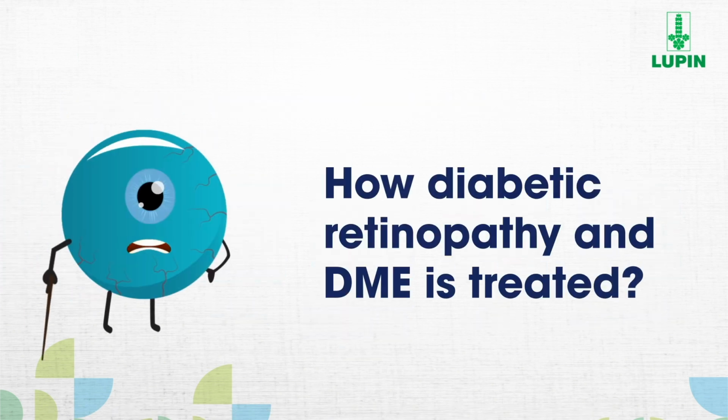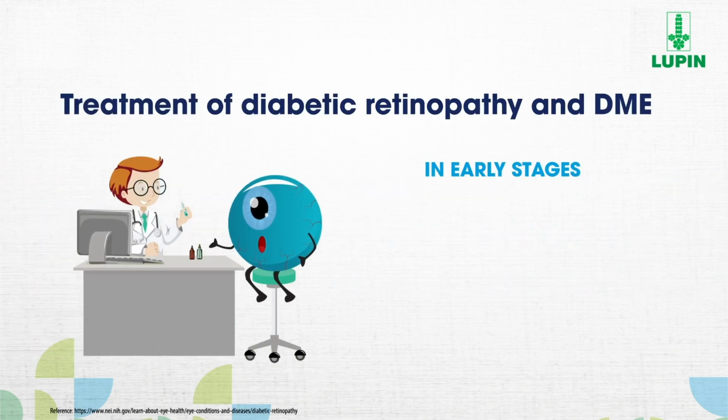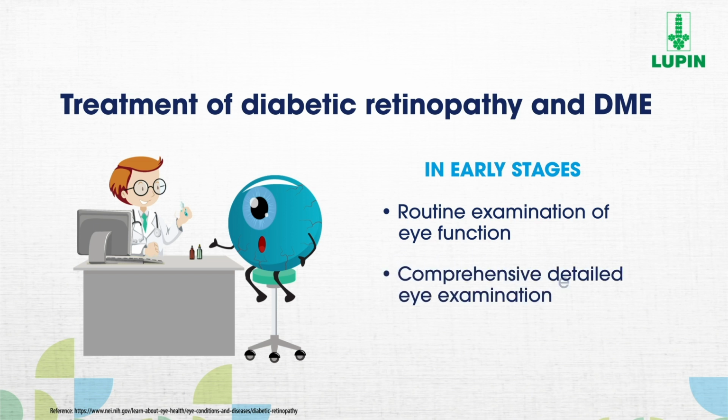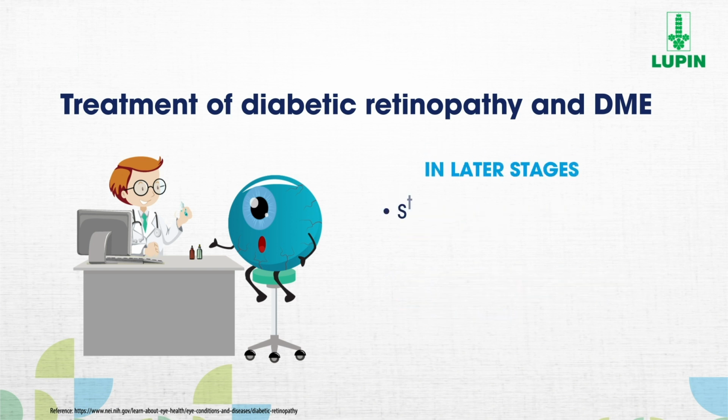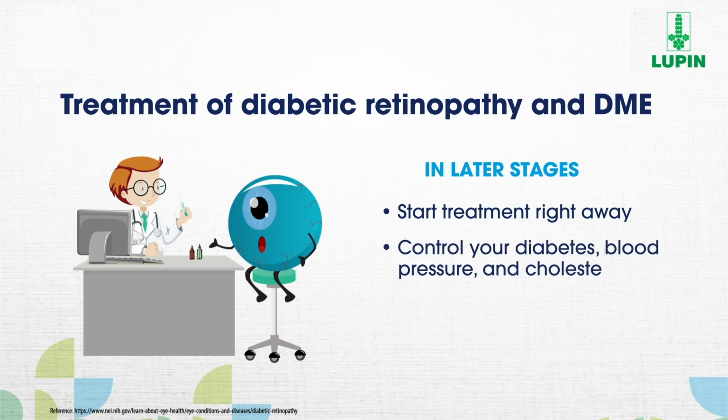How are diabetic retinopathy and DME treated? In the early stages of diabetic retinopathy, your eye doctor will probably just keep track of how your eyes are doing. Some people with diabetic retinopathy may need a comprehensive dilated eye exam as often as every 2 to 4 months. In later stages, it is important to start treatment right away, especially if you have changes in your vision. It is important to take steps to control your diabetes, blood pressure, and cholesterol. Treatment will halt the worsening of your vision.